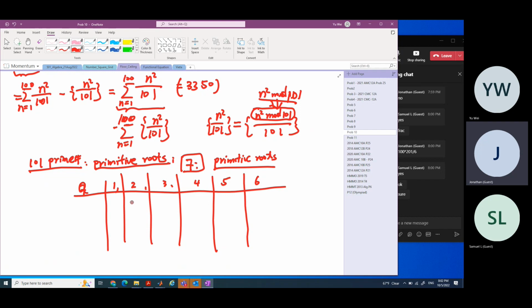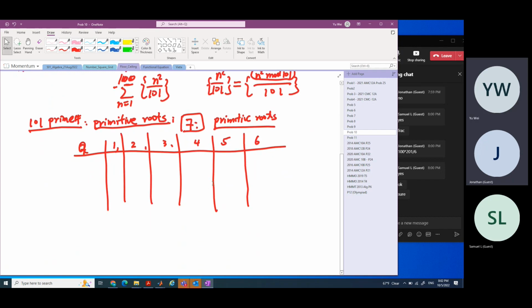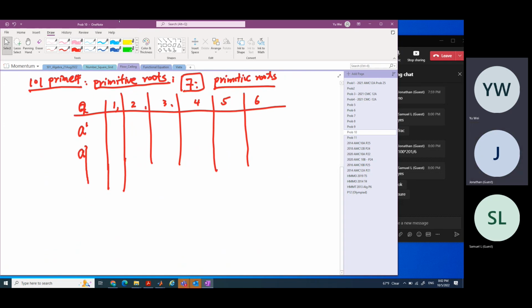Right? So now we can do this. This is a equal all this, right? What we do is a to the power of 1, a to the power of 2. Sorry, let me erase it. Okay. A to the power of 0, 1, 2, 3, 4, 5.